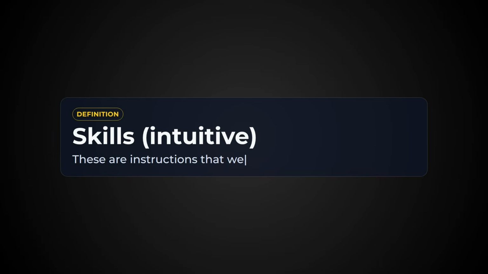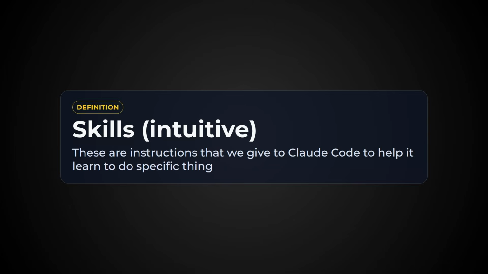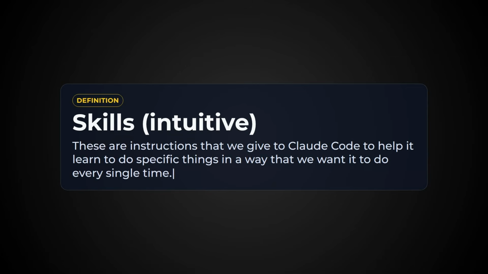First, what are skills? I'm going to give you 2 definitions, an intuitive one and then a more technical and precise one. An intuitive definition of skills is that these are instructions that we give to Claude Code to help it learn to do specific things in a way that we want it to do every single time. So we've already seen a few examples of skills, like the front-end design skill that you can invoke anytime you want Claude Code to help you design a website in a way that doesn't create just a generic AI vibe. I've personally created over 100 skills, and I'm making new ones and updating the old ones every single day.